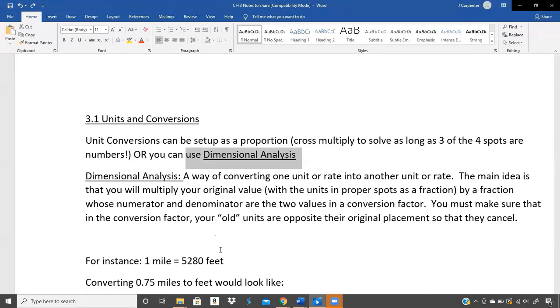Out with the old, in with the new. That's the whole thing. That's dimensional analysis. That's all I would have to say in theory, but of course we'll say more.